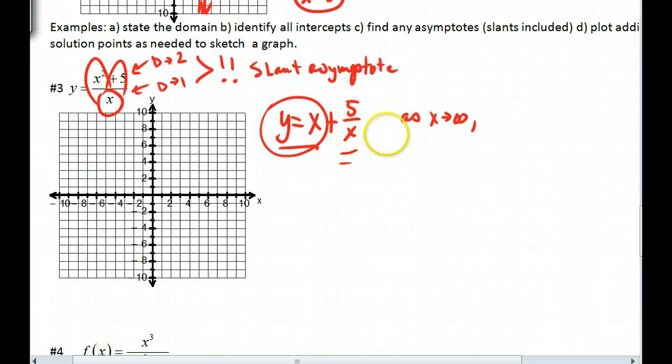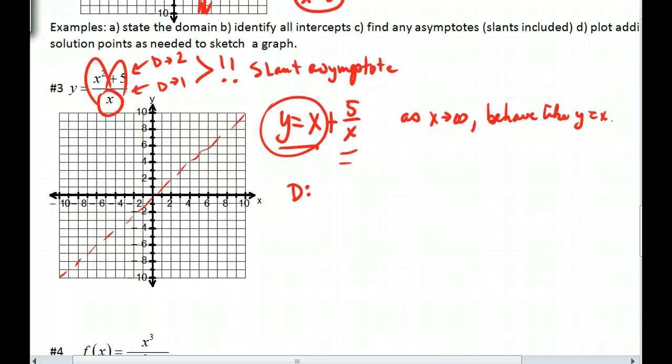Well, that makes this go to 0. So this is going to behave like y equal to x. And so what I do then is I make a slant asymptote at y equal to x. That's going to be my end behavior. Now the question is what happens at other places?